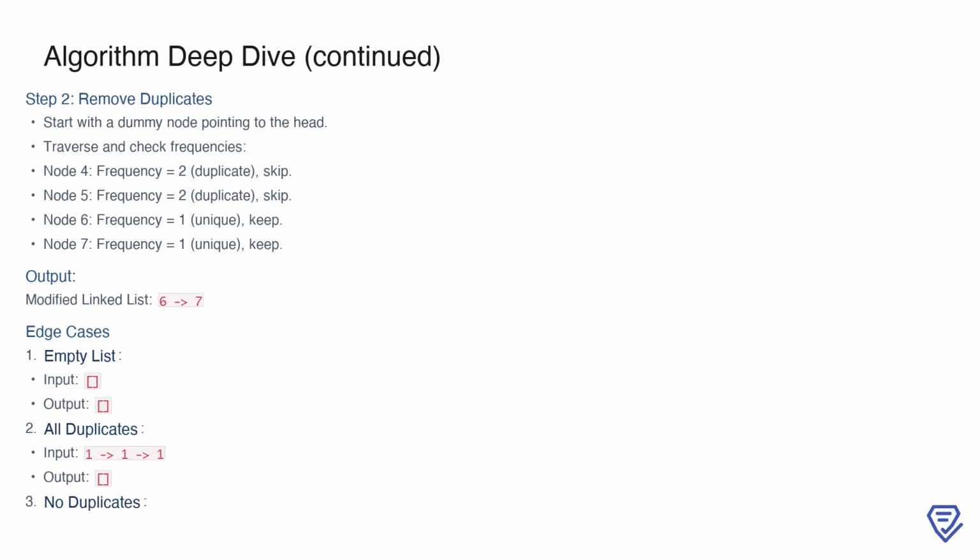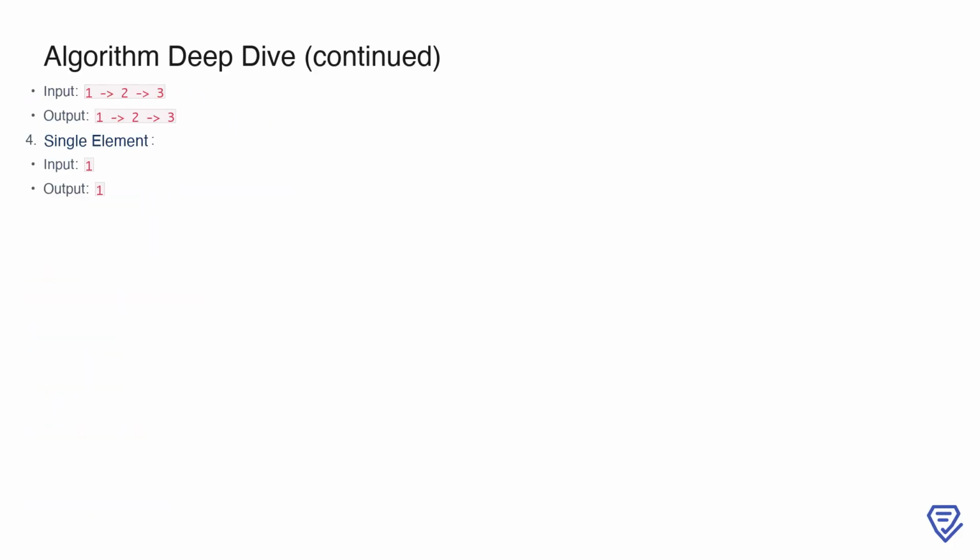Let's also review some edge cases for clarity. For edge cases, consider an empty list as input. In this case, the output is also an empty list since there are no nodes to process. If the list contains only duplicates, such as 1-1-1, the output will be an empty list because all nodes are removed. On the other hand, if the list has no duplicates, like 1-2-3, the output remains unchanged as 1-2-3. Finally, for a single element list, such as 1, the output is the same single node since there are no duplicates. These cases confirm that the algorithm handles all scenarios robustly, ensuring correctness across a wide range of inputs.